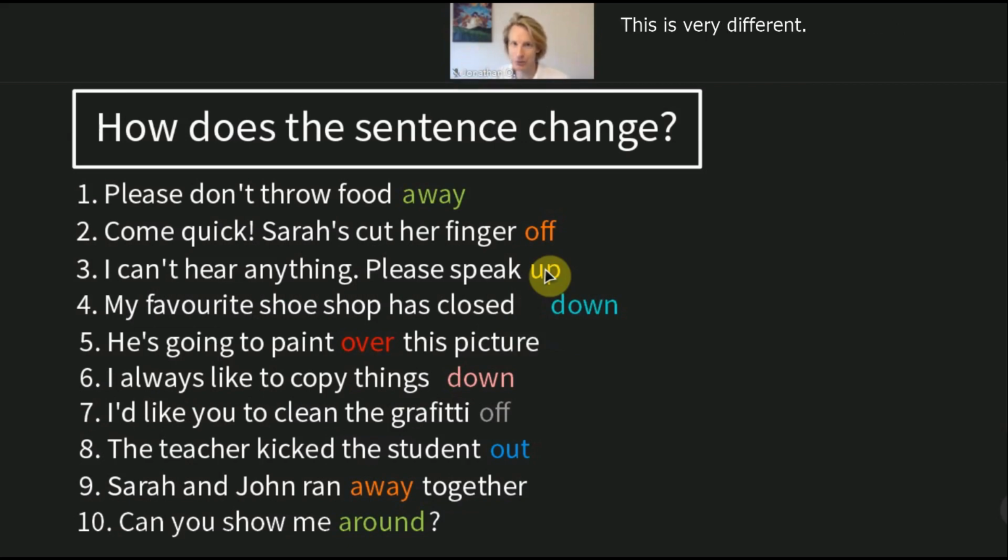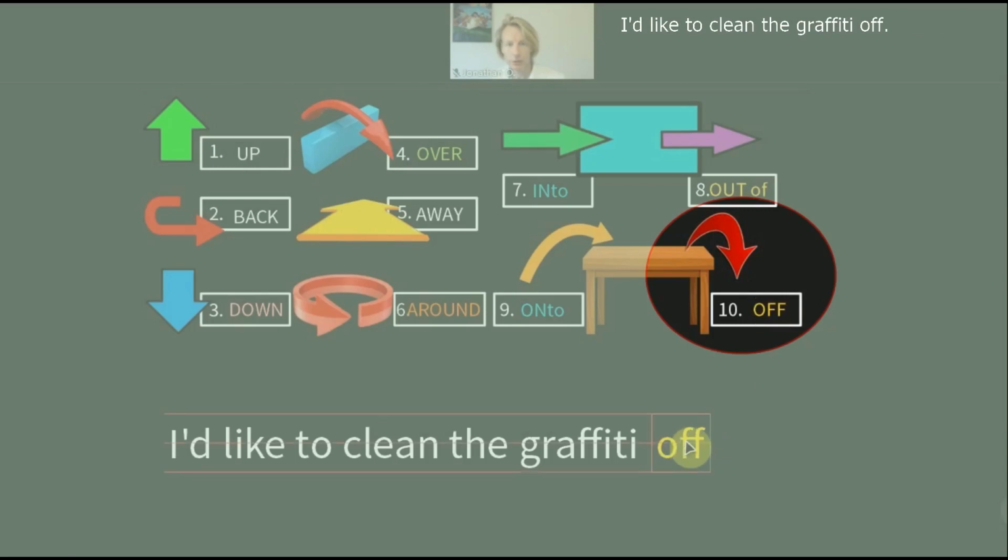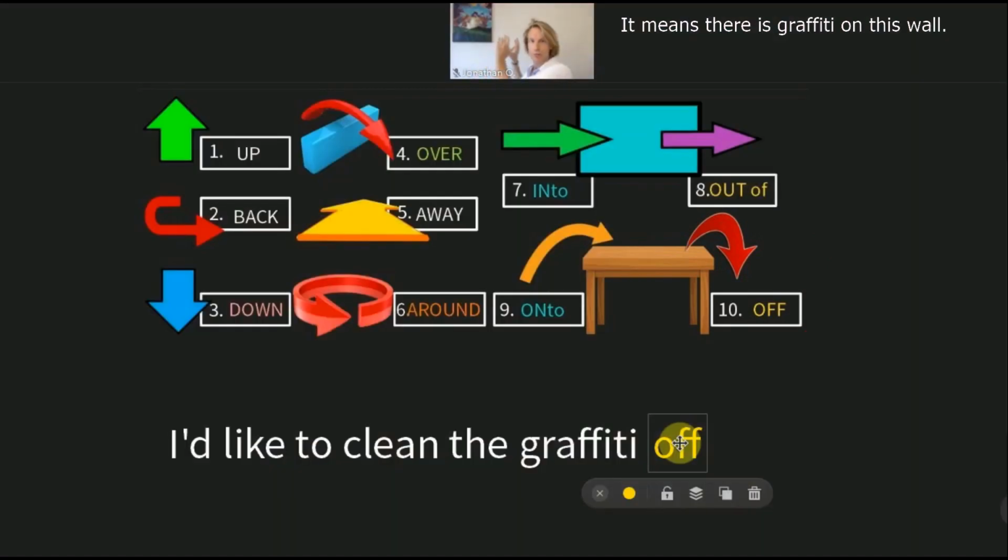This is very different. Very, very different. Let's have a look. So, off. We need to remind ourselves what off means. Off. I'd like to clean the graffiti off. This means what you would think it means. There is graffiti on this wall. I don't like it. I don't want to clean the graffiti. I want to clean it off. I want to get rid of it. I want to remove the graffiti.